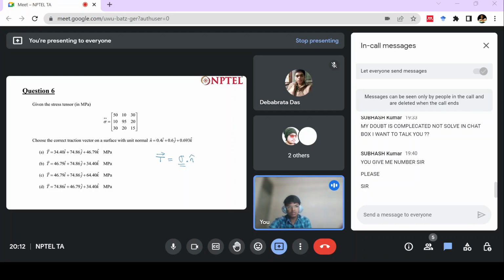So let me do it with you. The components are given here, so I'll write down the components. This is basically a matrix multiplication. So 50, 10, 30. And your normal vector is given here: 0.4, 0.6, 0.693.